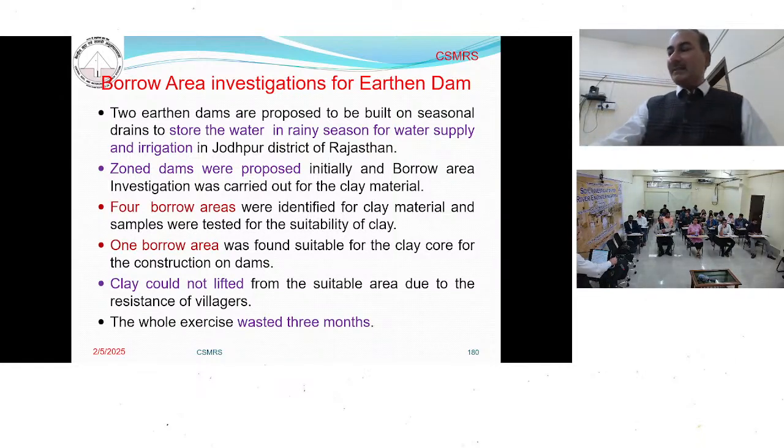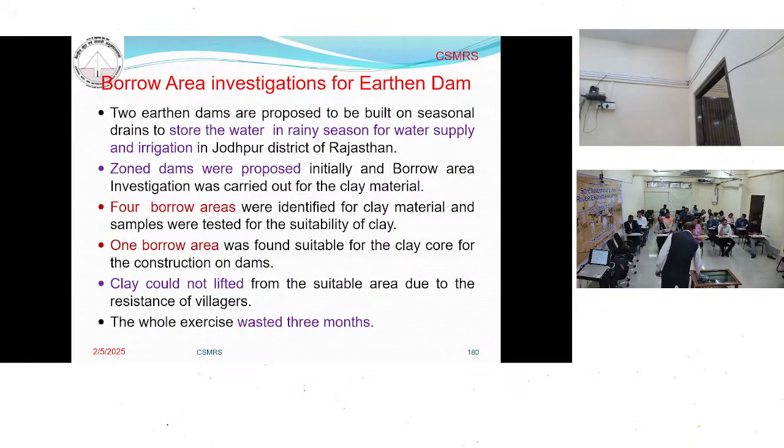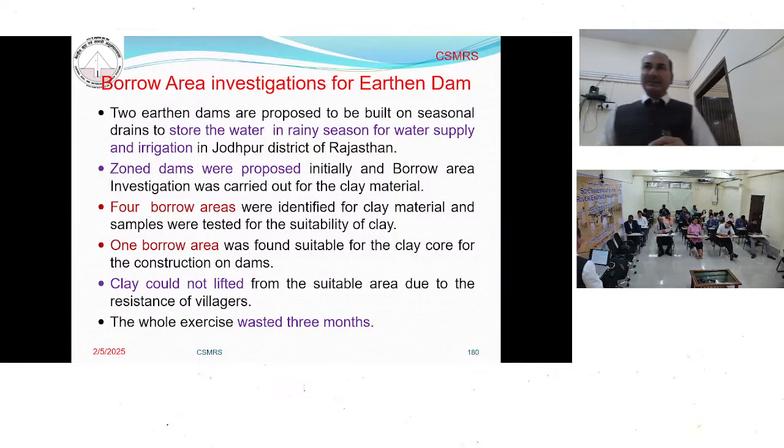Yeah, this is the study about a borrow area investigation. This is really an amazing story because yesterday morning, early, I told you that you have to collect the sample very properly. Here, what happened? Two dams were proposed to be constructed in Rajasthan. One dam was 7 meters high, the other was 19 meters high.